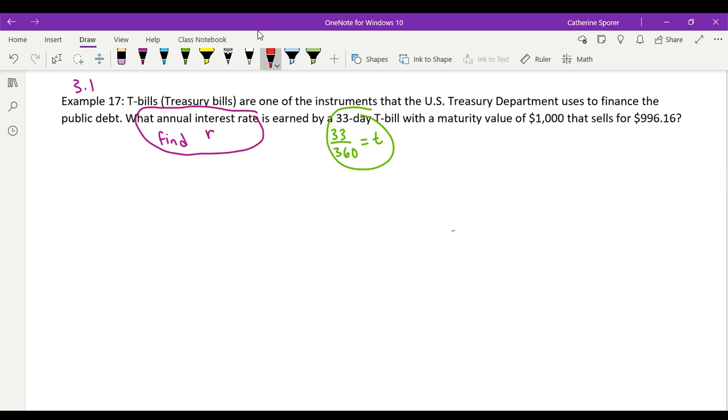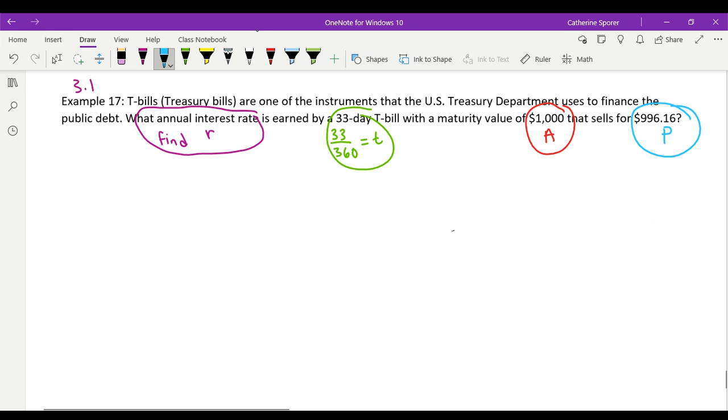It has a maturity value of 1,000. The maturity value is the future value or the amount after the time period. So 1,000 is that amount. And then it sells for $996.16, so that's the principal value.